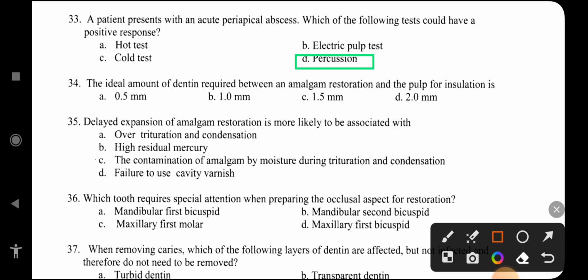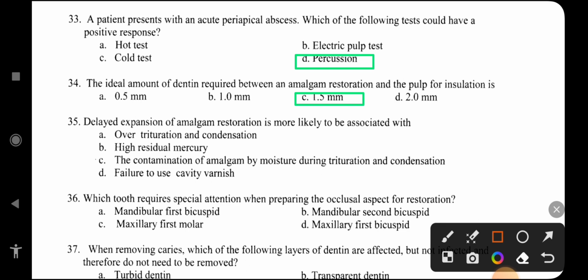The ideal amount of dentine required between an amalgam restoration and the pulp for insulation is, options are 0.5 mm, 1.0 mm, 1.5 mm, or 2.0 mm. And the correct answer is 1.5 mm. 1.5 mm is the amount of dentine required between the amalgam restoration and the pulp for insulation.